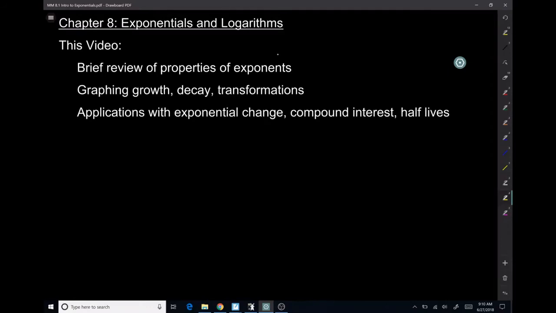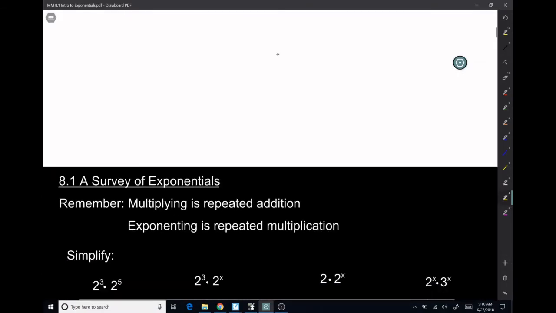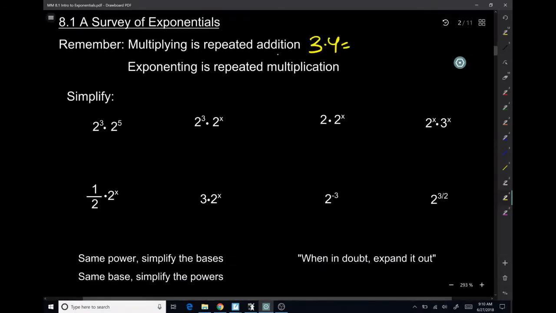Okay, Chapter 8 is on exponentials and logarithms, and this video will start with a brief review of the properties of exponents. We'll do some graphing of growth and decay and transformations, and then do applications with exponential change, compound interest, and half-lives.